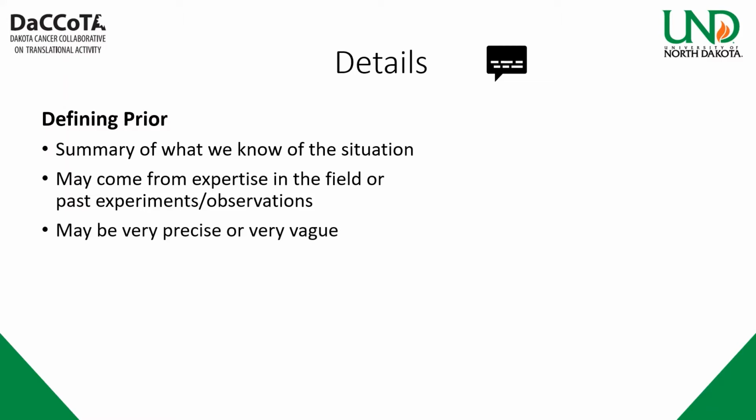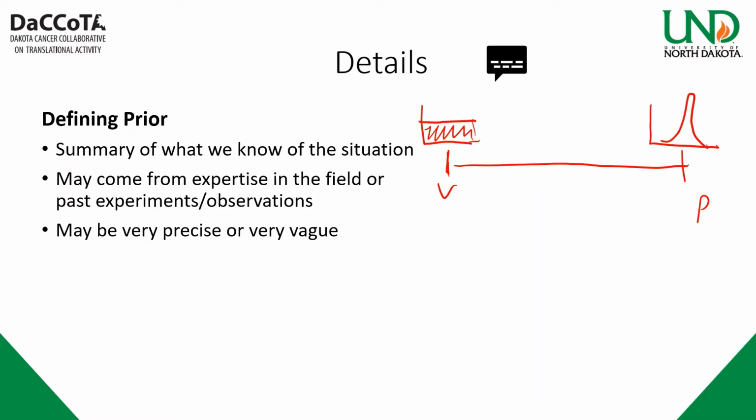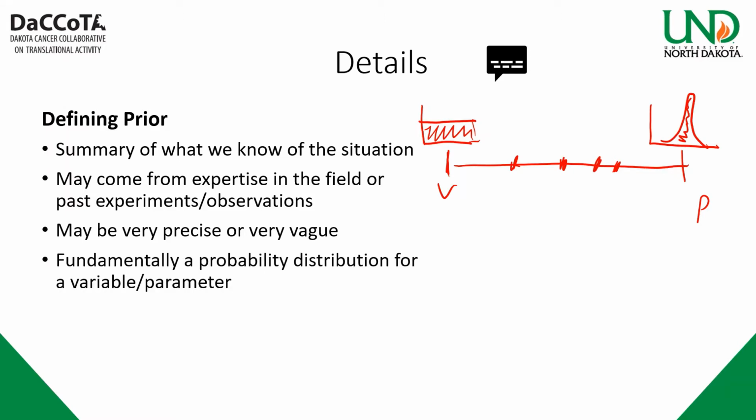And this prior can be very precise or very vague. So you can imagine a continuum here, where this is vague, this is precise. You might have something very vague where it's sort of a flat thing. It could be equally probable everywhere, or it could be very precise where it's a very narrow range of what's probable. And you may be anywhere along that continuum. And so fundamentally, a prior is a probability distribution for a variable or parameter. It tells you across all the range of values how likely each value is. So how do we get it?